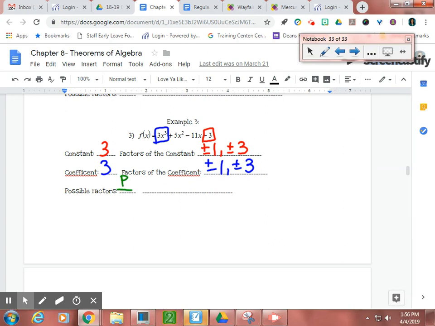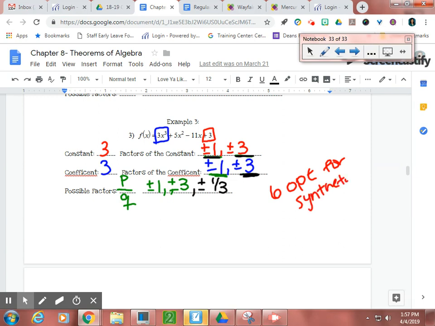Possible factors, P over Q. So we're doing 1 divided by 1, which is 1. 3 divided by 1 is plus or minus 3. Then we take 1 divided by 3 and get 1/3. Then we take 3 divided by 3, which is 1, already on our list. So this is another one with 6 options for synthetic. And we'll get into what we're going to do with that in synthetic division in the next lesson.